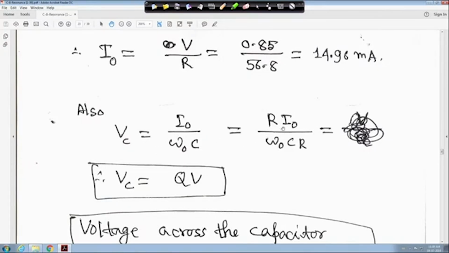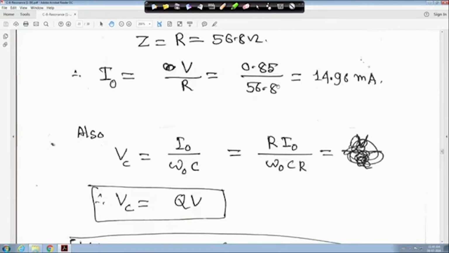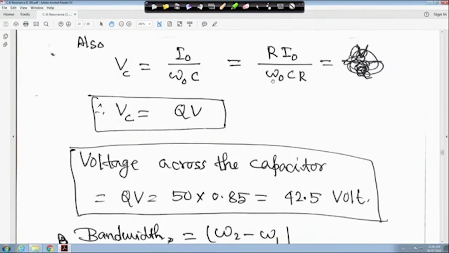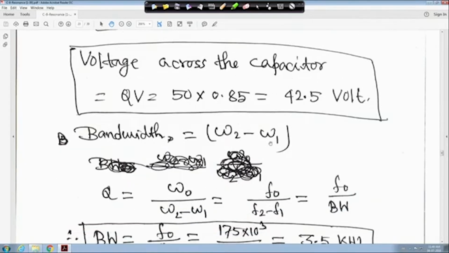This means, multiplying numerator and denominator by R, it is R I0 upon omega 0 C R. So VC is equal to Q V. We know that R I0 is equal to V, and 1 upon omega 0 C R is equal to Q, so it will be Q into V. Therefore the voltage across the capacitor will be 50 into 0.85, where V is 0.85 volt and Q is 50. So it is 42.5 volt.